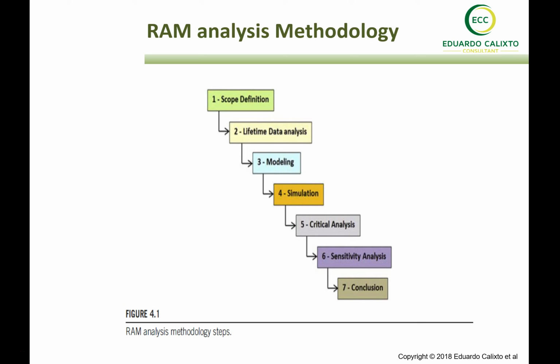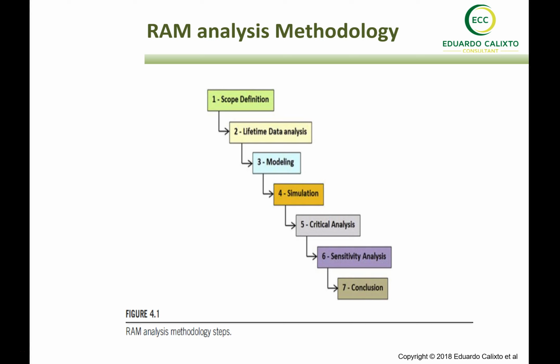Okay, so let's take a look at the first picture that describes the RAM analysis methodology. As I mentioned in the beginning, the RAM analysis methodology is described in 7 steps. The first one is scope definition, very important. We need to define our scope well in order to avoid delay in the RAM analysis delivery documents and results, in order to save time and resources, and in order to avoid reworking.